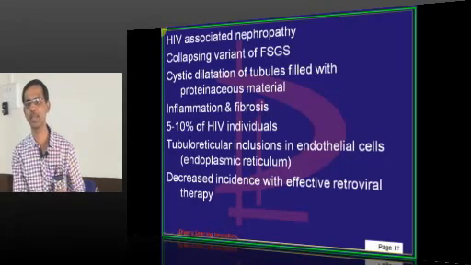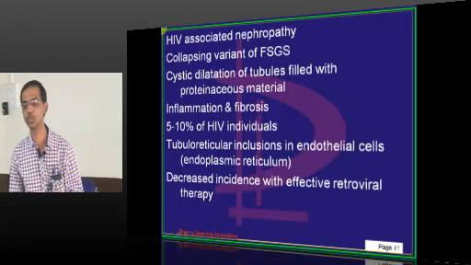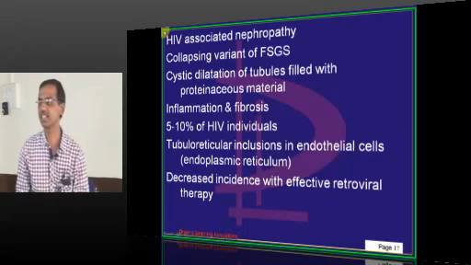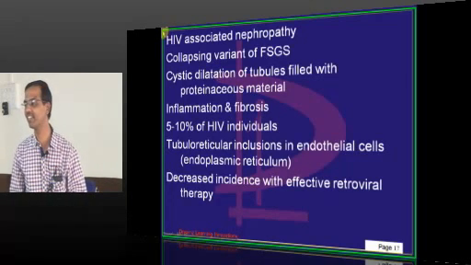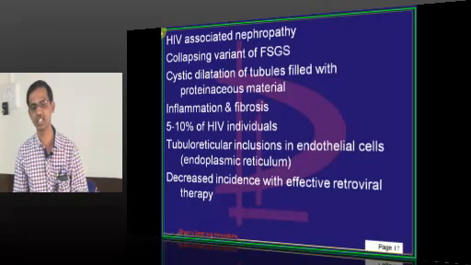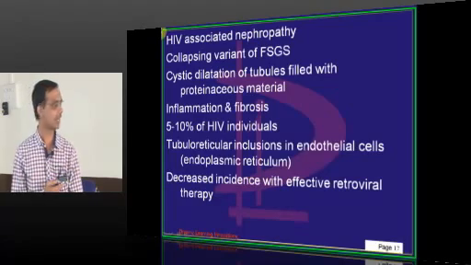Please remember, this has been asked as an MCQ option. It has been kept as an option: tubuloreticular inclusions within the endothelial cells. Okay, but nowadays this incidence has come down because of effective antiretroviral therapy. The ART drugs are very, very effective these days. So the incidence of HIV nephropathy has come down.